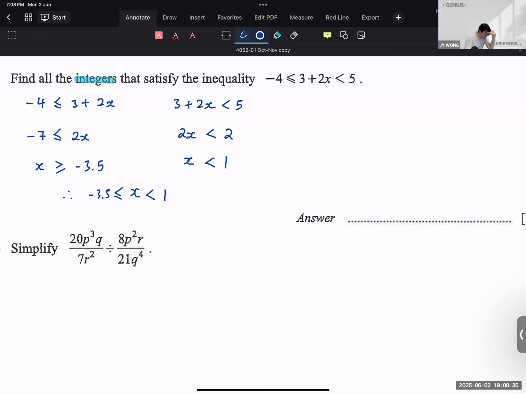Strictly less than. Jake, what are all the integers? If you are not sure, you can always use your number line to help you. Okay, but you should be able to visualize this without a number line by now. What are the integers? What's the smallest integer first? -3, then? -2, then? Any more?